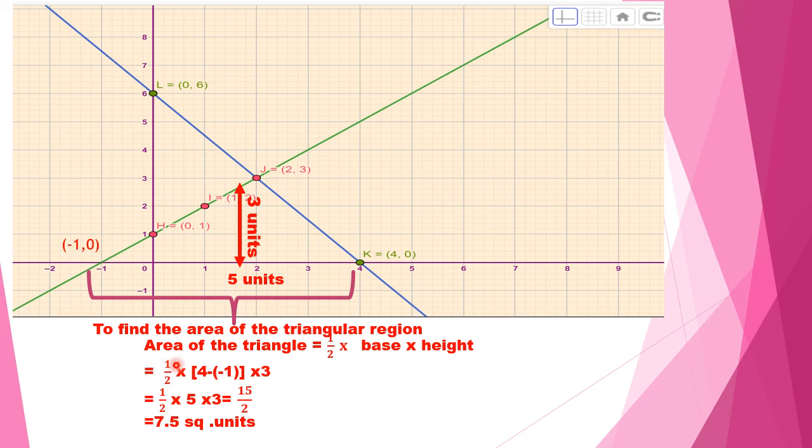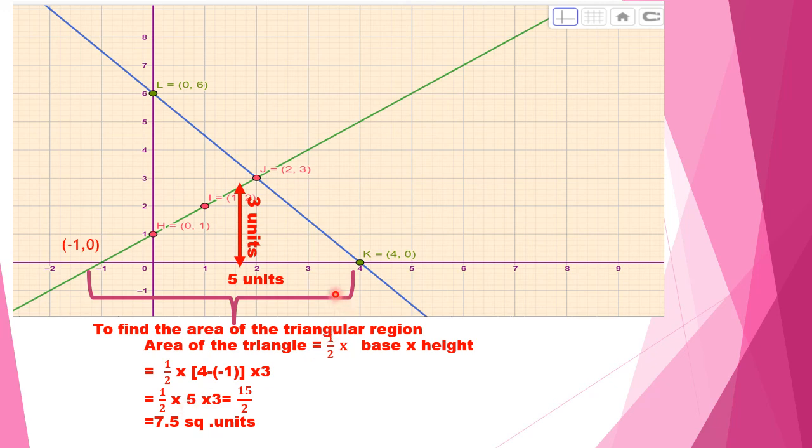Now here I have found out the area of the triangle. It is not asked in the question, but sometimes in board exams they do ask to find the area of the triangle. If such a question is asked, then how to solve it? Here it is. First you write the formula of the area of a triangle: half into base into height. Here you have to find the distance from minus 1 to 4, which will be the base of the triangle. So 4 minus minus 1 is equal to 4 plus 1, which is 5.